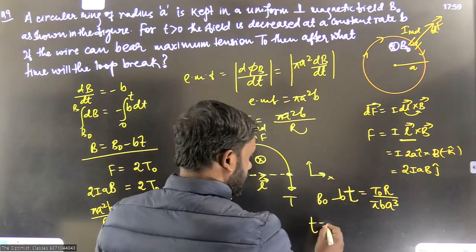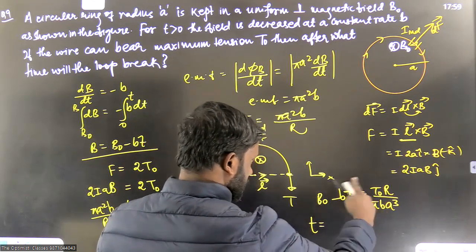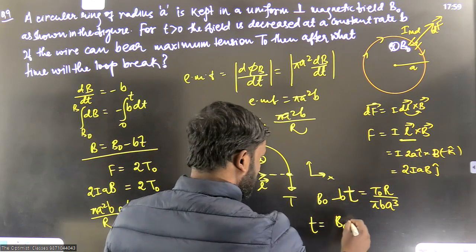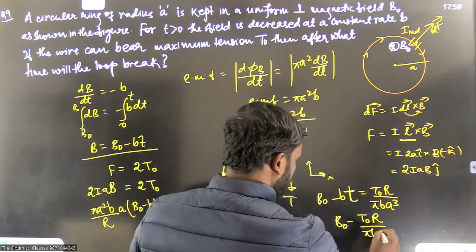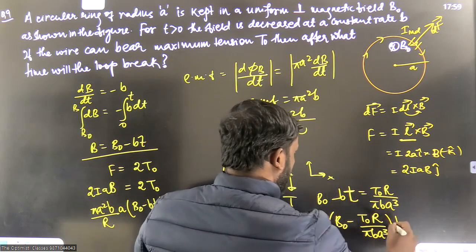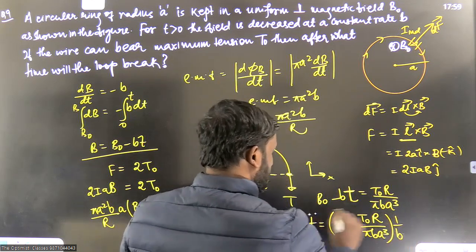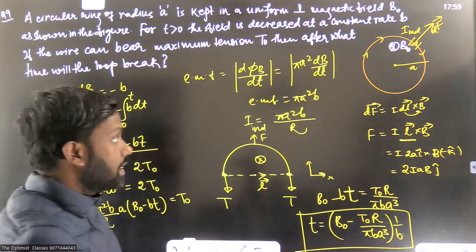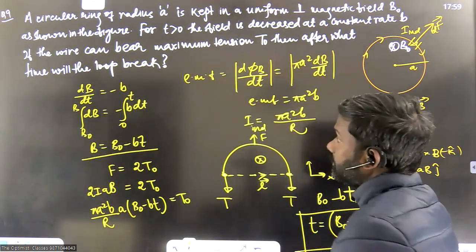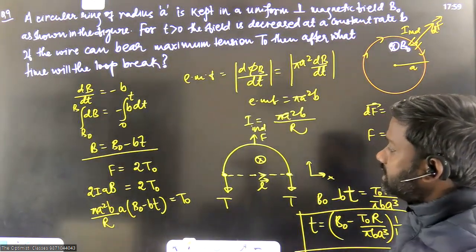So time we are getting to be equal to, this term can be taken to this side. So B naught minus T naught into R, divided by pi B and A cube, and divided by 1 by B. So that is the time. So after this much time, the loop will break if you keep on decreasing the magnetic field at this constant rate itself. Okay.